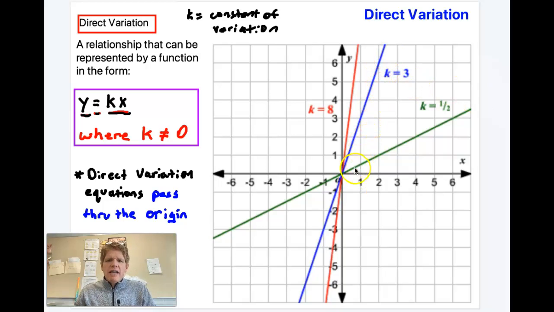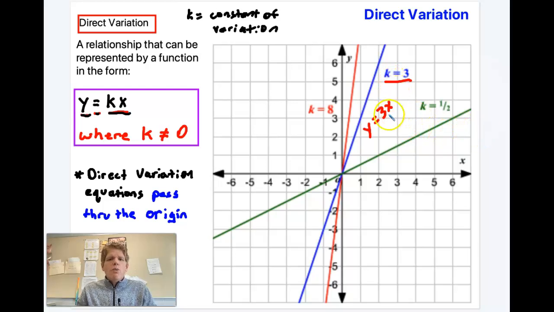Here we have a line. It is passing through the origin. That's one of the points that we need to know about direct variations. They pass through the origin. So it is a direct variation. The equation for this line, because we've been given what k is, would be y is equal to 3 times x. 3 is my constant of variation.